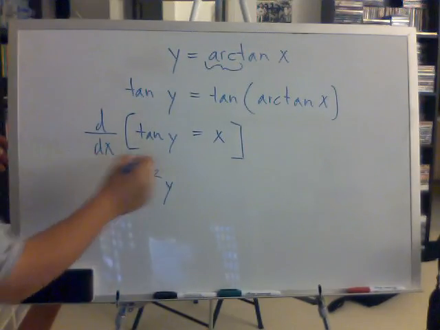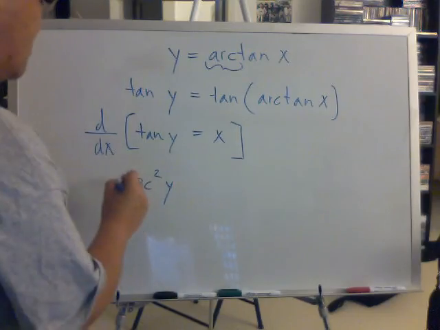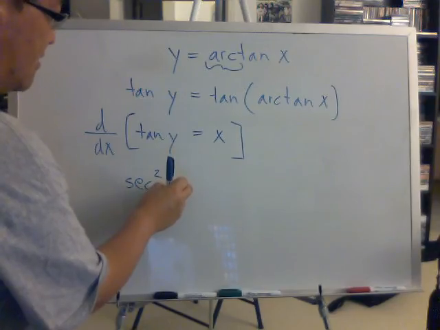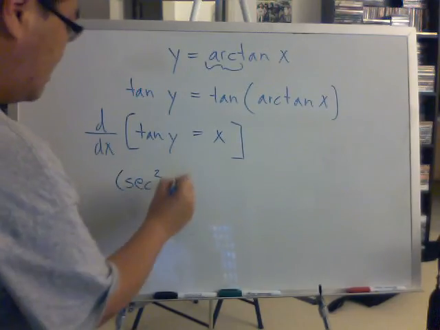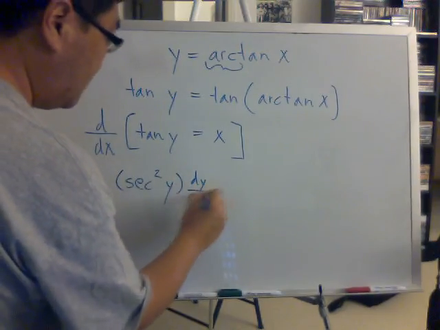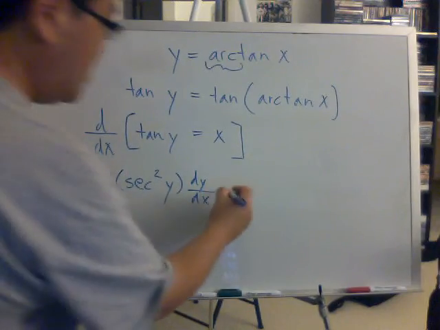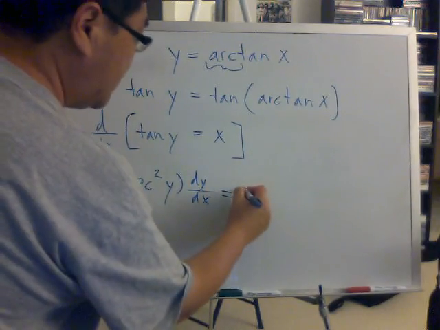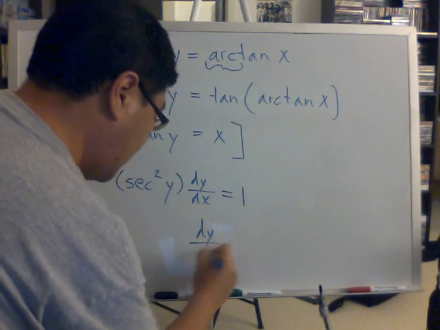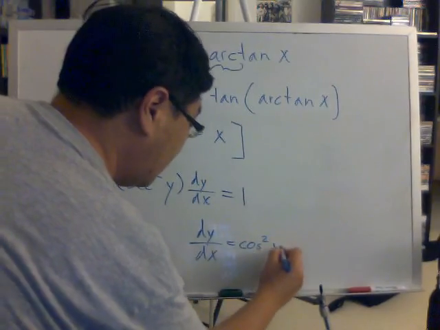Since this y variable is different from x, we have to use the chain rule by taking the derivative inside of the secant squared. When we take the derivative inside of the secant squared of y, we have dy/dx multiplying secant squared of y through the chain rule. And we know that the derivative of x with respect to x is 1. So now we have dy/dx equals cosine squared of y.